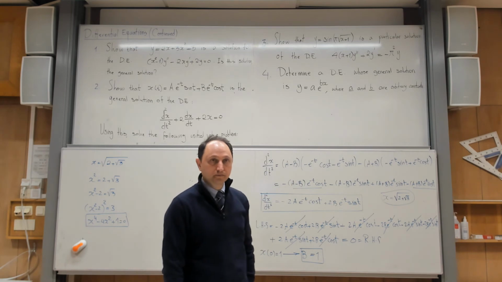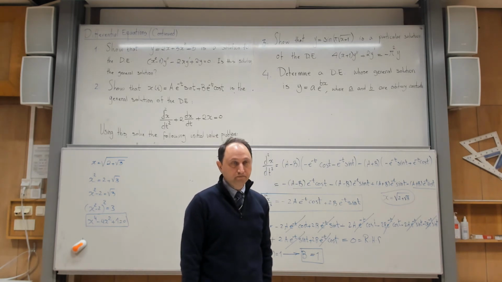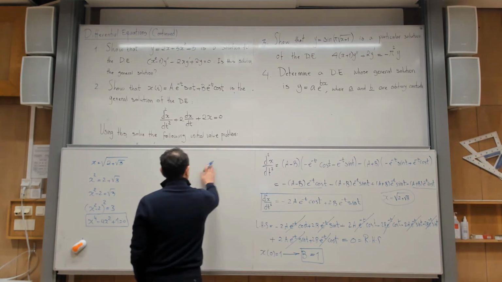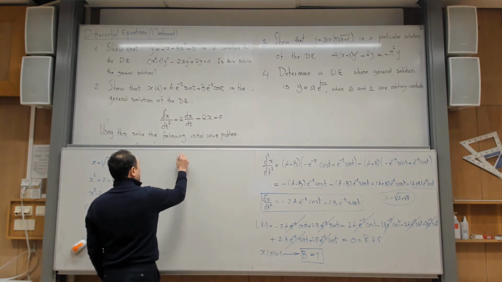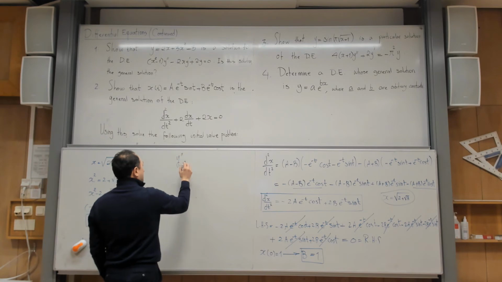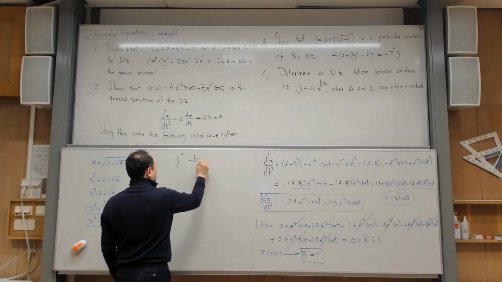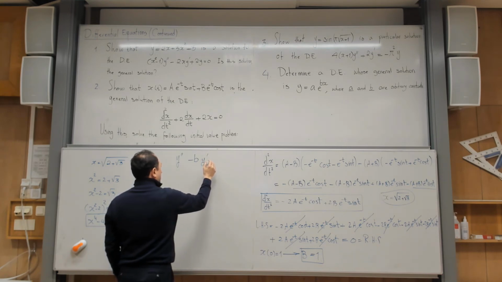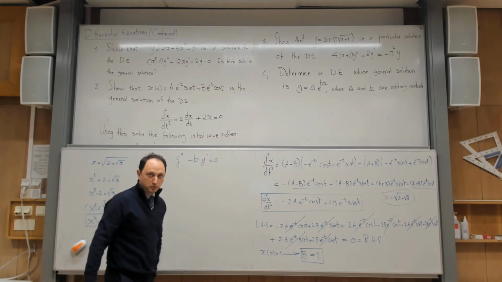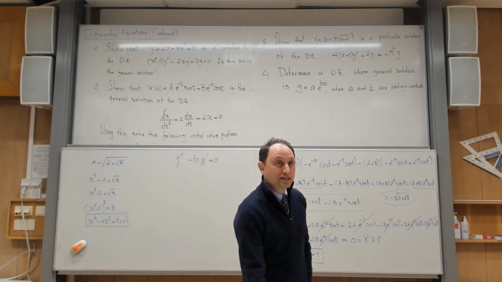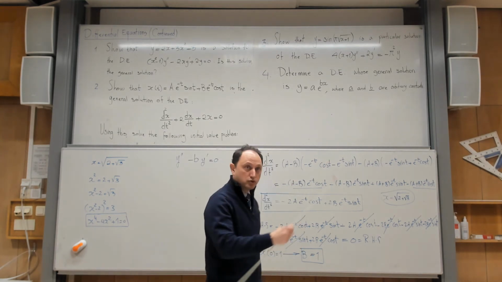Yes? Okay, tell me. y prime prime minus b times y prime equals 0. This is not acceptable. Okay. Why? Because that is the meaning of the general solution.